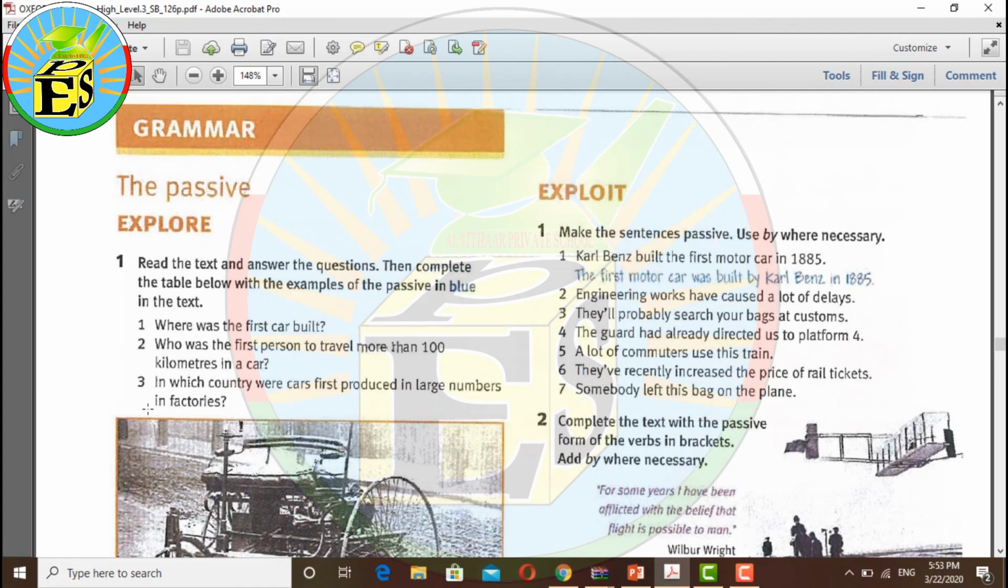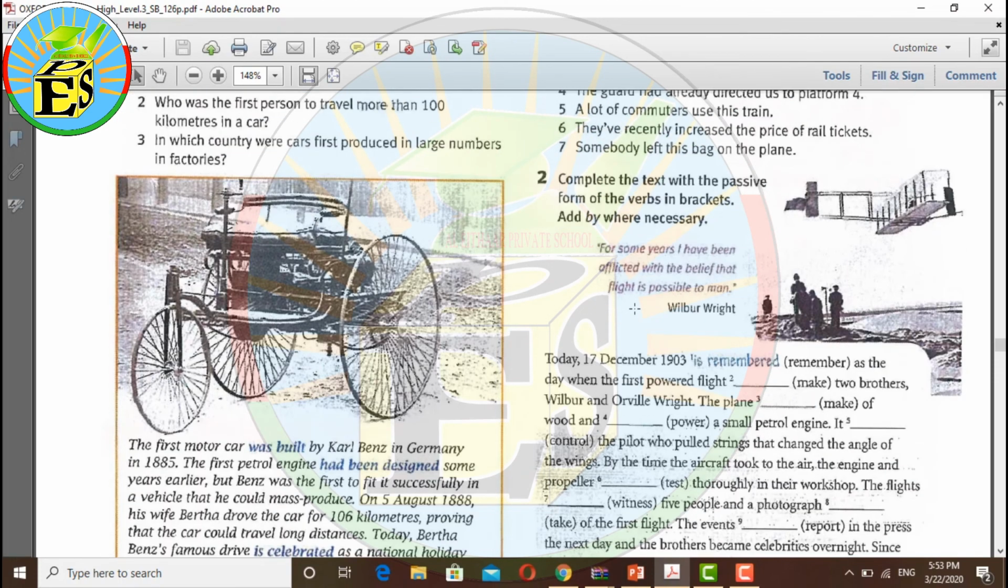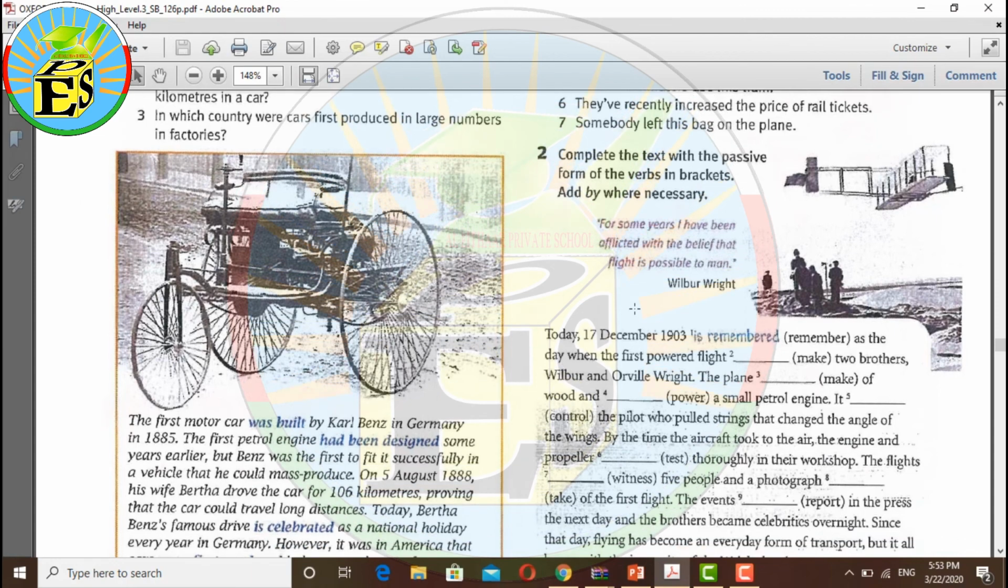And I want you to change these sentences from active to passive and write them in your notebook, please, and send me the answer. I will check them. Anything you can't understand, please send it to me, okay, in our group.